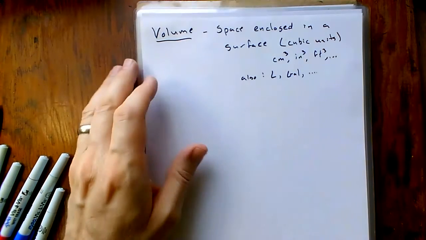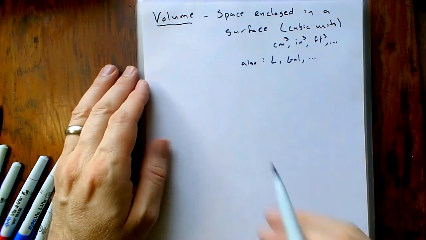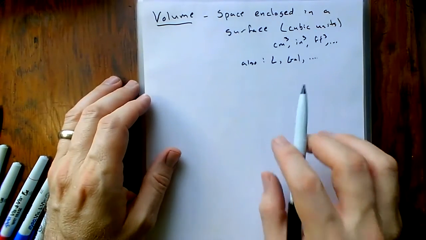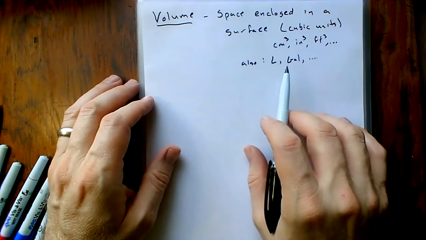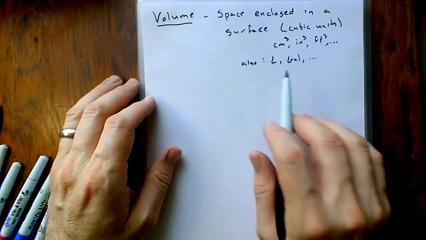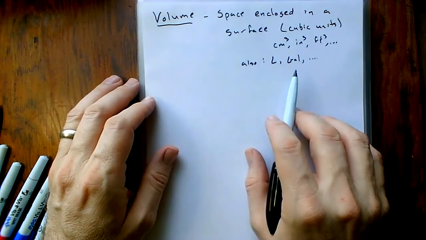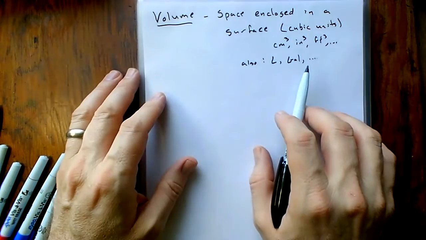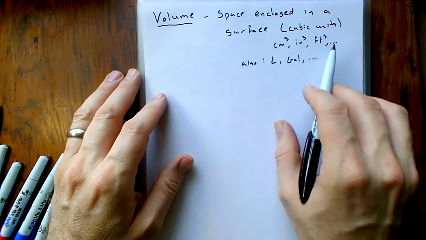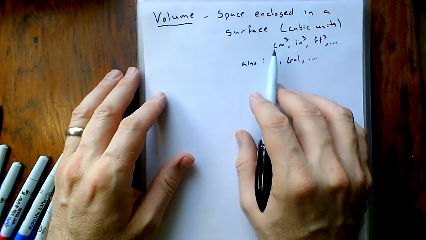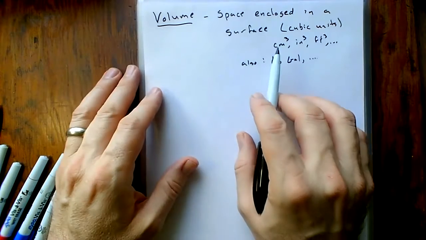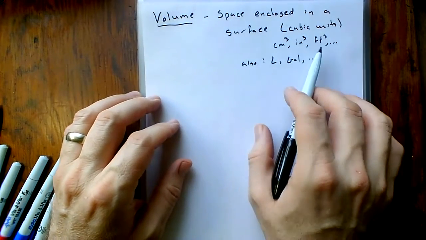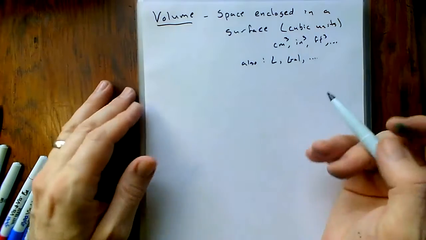All right, we're going to talk a little bit about volume, which is the space enclosed within a surface. I'm going to note here that units can be a little interesting. Volume has some specialized units like liters, milliliters, gallons, quarts, things like that. But for most of the things that you're going to be calculating, you're going to be using what we call cubic units. So that's going to be things like cubic centimeters, cubic inches, cubic feet, cubic yards, whatever.